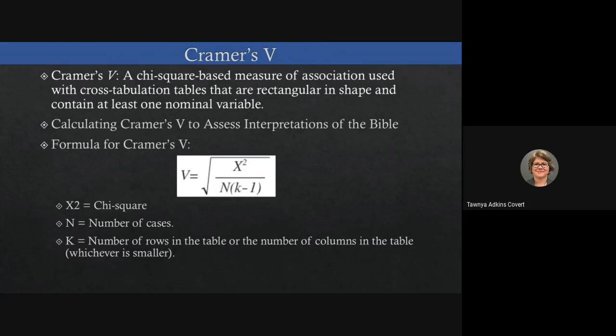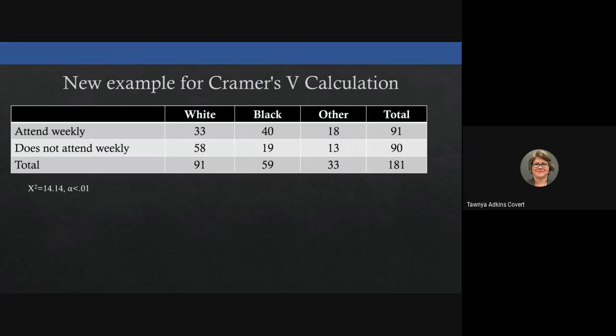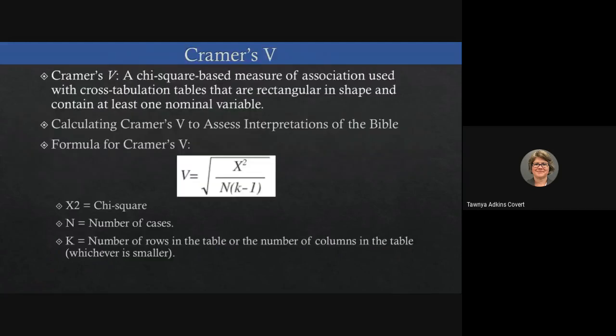Cramer's V is a chi-square based measure, and it's used when you have different numbers of levels in your row and your column variables. So when you have a rectangle where one of the variables has more category options than the other, Cramer's V is what we would use. Now we have religious attendance on the next slide, so I'll need to correct that. But just take that to be religious attendance, please.